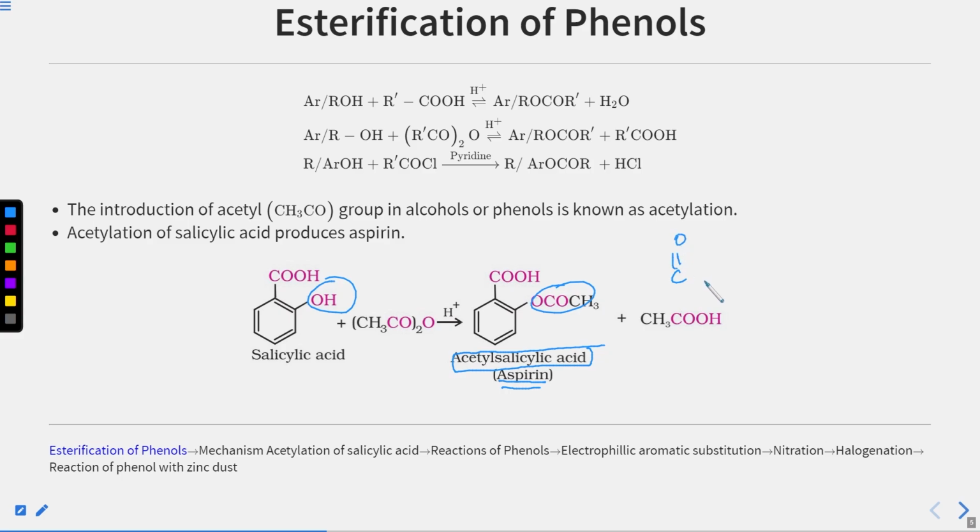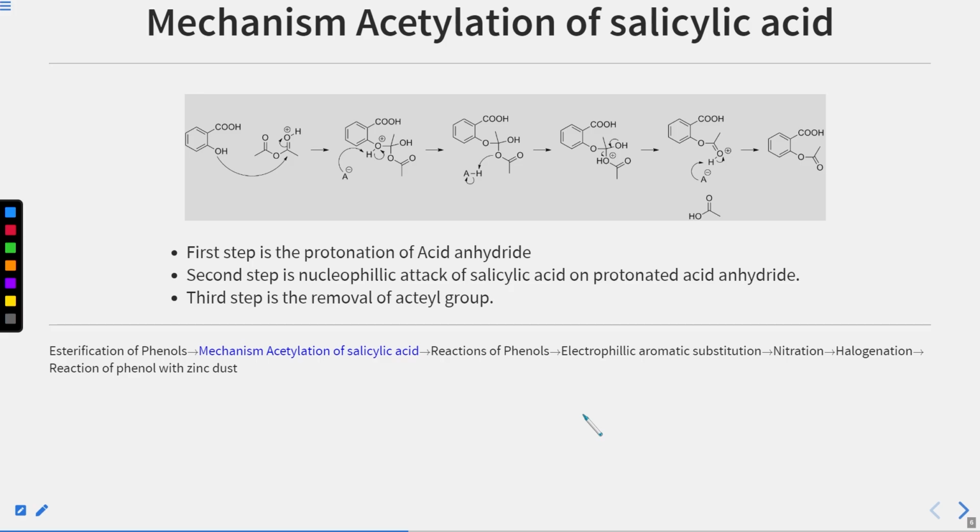So basically this CH3CO is called acetyl. The name we got is acetylsalicylic acid. Okay, and this is called aspirin, and it has a wide use in the pharmaceutical industry. Now let us see the mechanism for the formation of this aspirin. You can see clearly that it is esterification, so we'll see the mechanism here also.